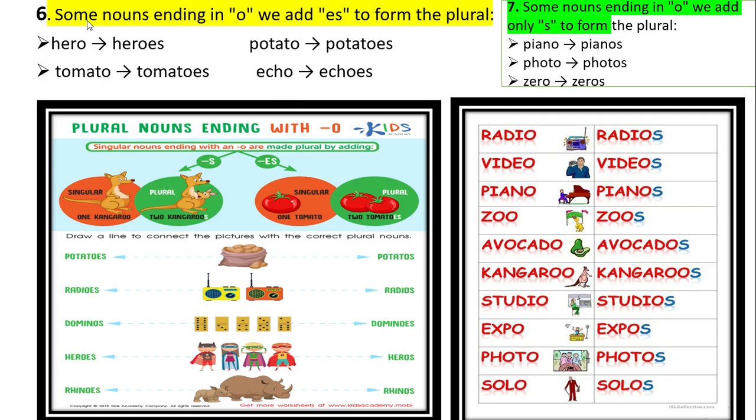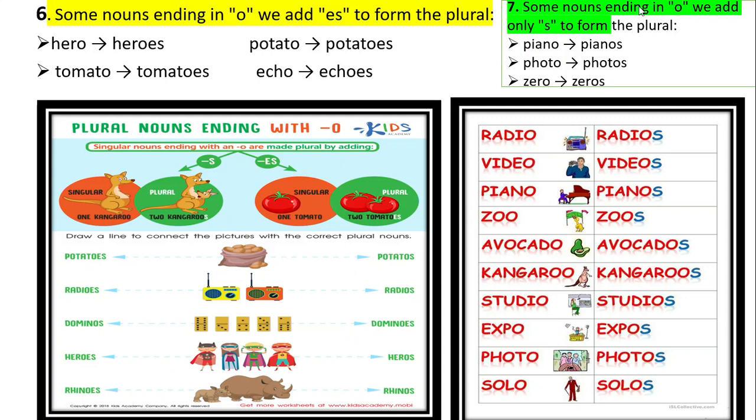Now, for some nouns ending in o, we add es to form the plural. So there are some words that end with the letter o, and we add es to make them plural. For example, hero, heroes, potato, potatoes, tomato, tomatoes, echo, echoes.